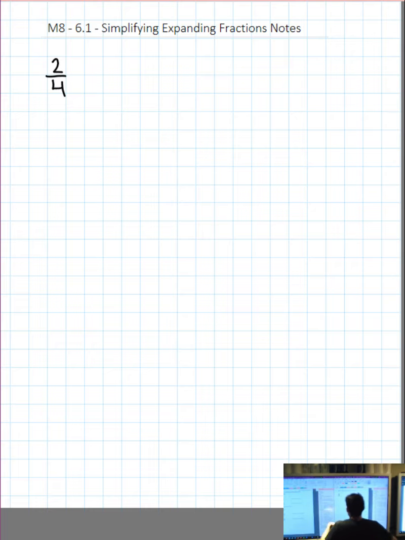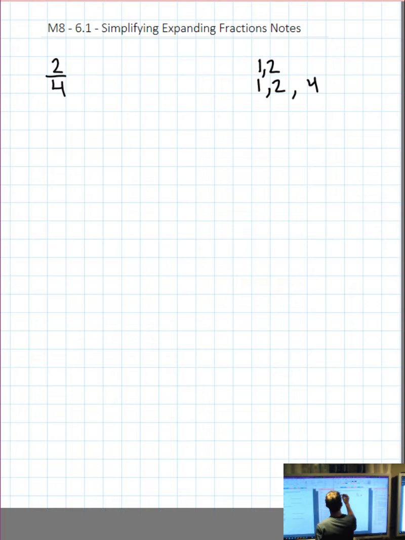In order to simplify fractions, we're simply going to divide the top and bottom by the greatest common factor, the biggest number that goes into both. So I'm going to list those numbers off to the right. The numbers that go into 2 are 1 and 2, and the numbers that go into 4 are 1 and 4, and 2 and 2. I don't need the extra 2. And the biggest number in both columns is 2.